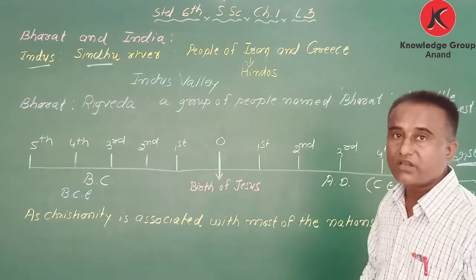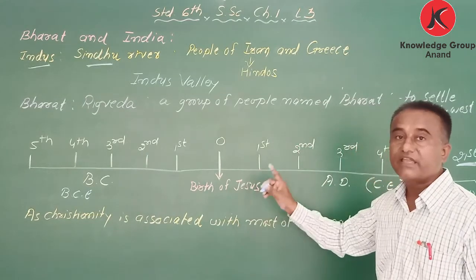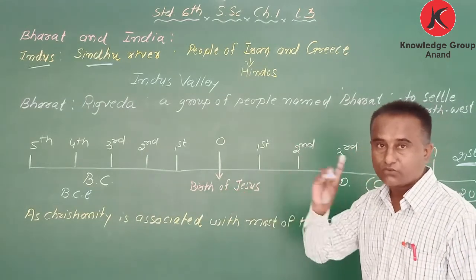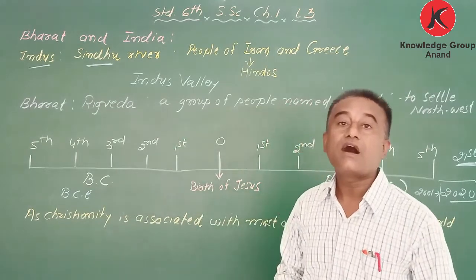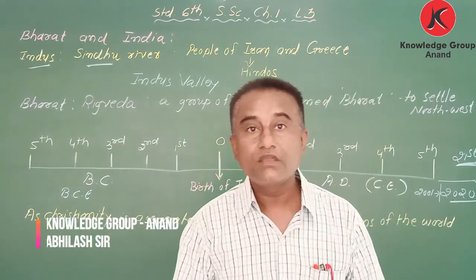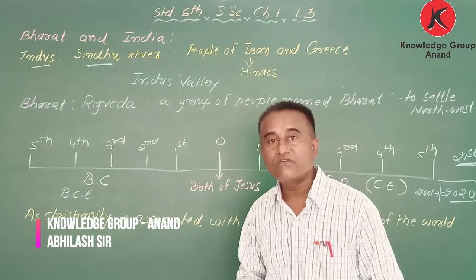Got it? So today we have learned about two things: AD and BC, and how we have got the names India and Bharat. Got it? Next time we will learn more.